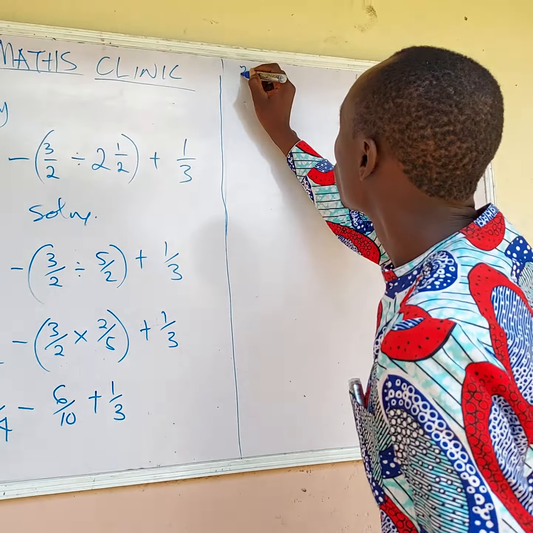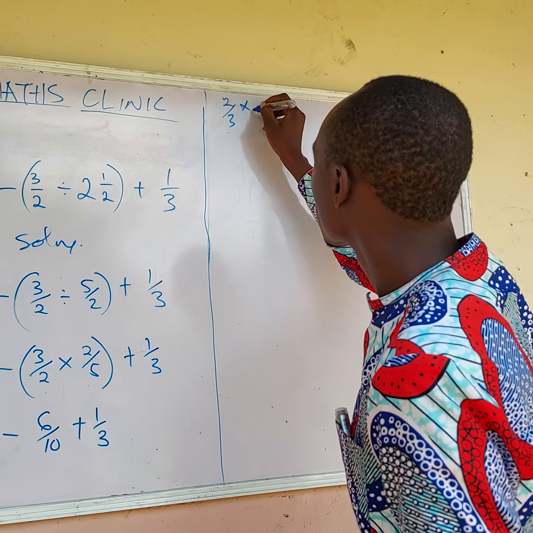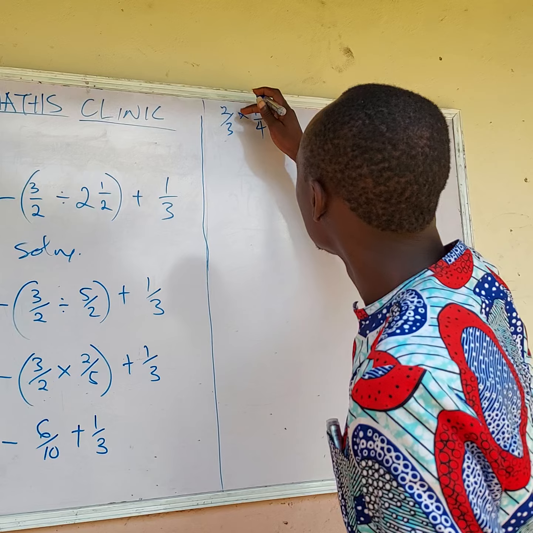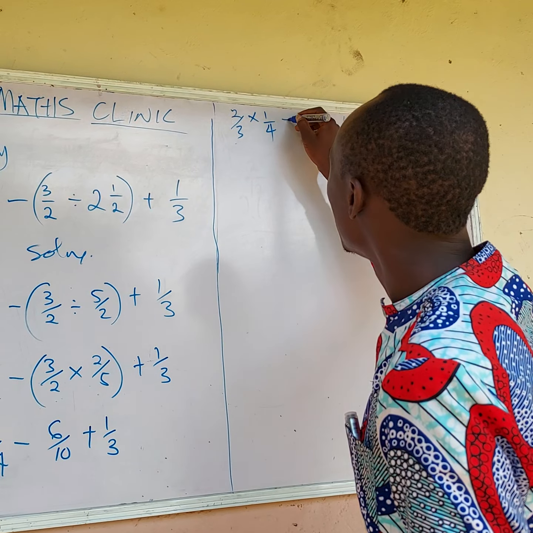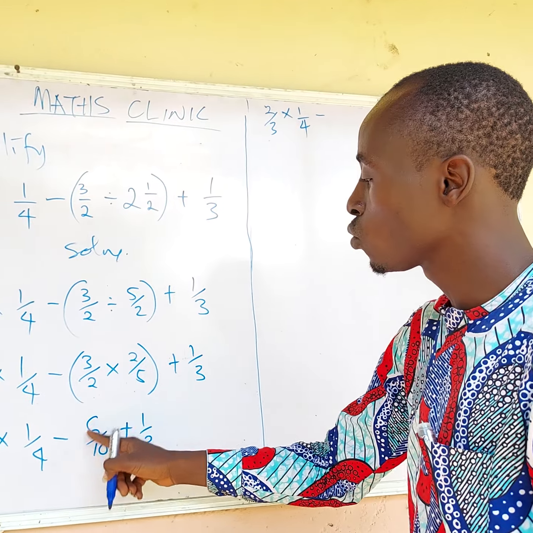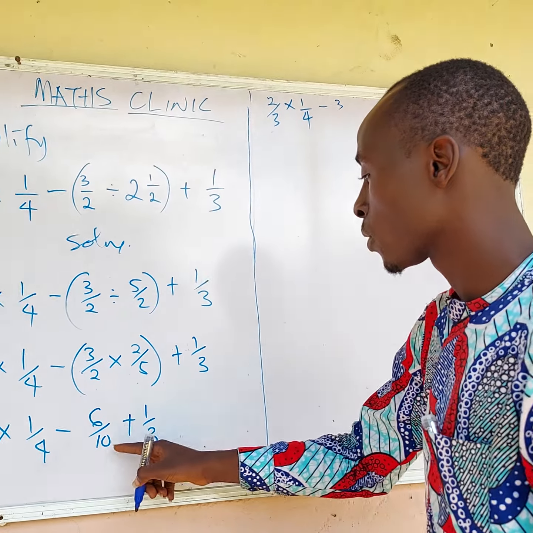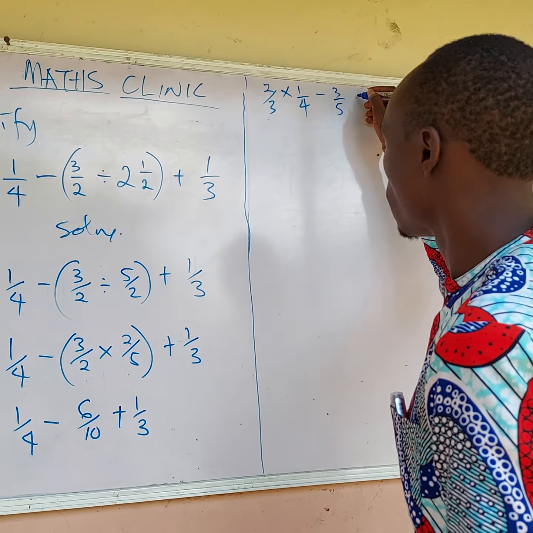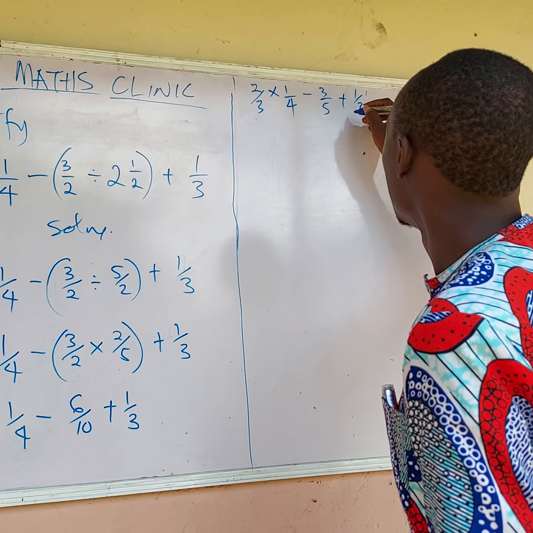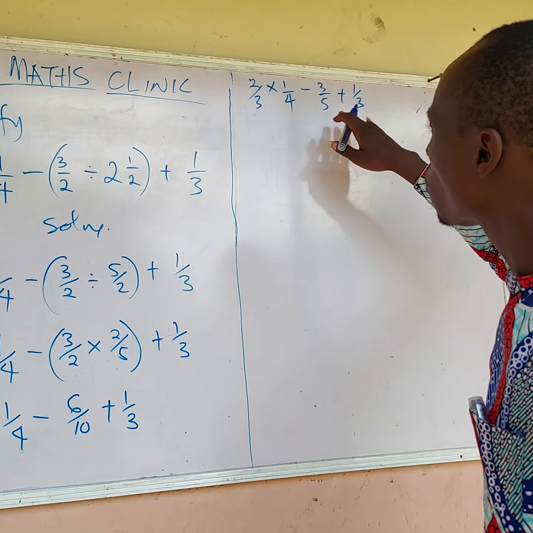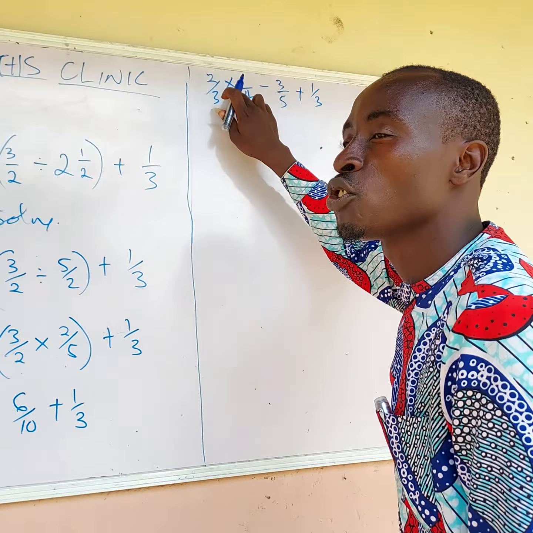We have 2 all over 3 times 1 all over 4 minus this 6 all over 10. If we reduce it, 2 into 6 is 3, 2 into 10 is 5, plus 1 all over 3. You are done with the bracket. The next thing is multiplication according to BODMAS.